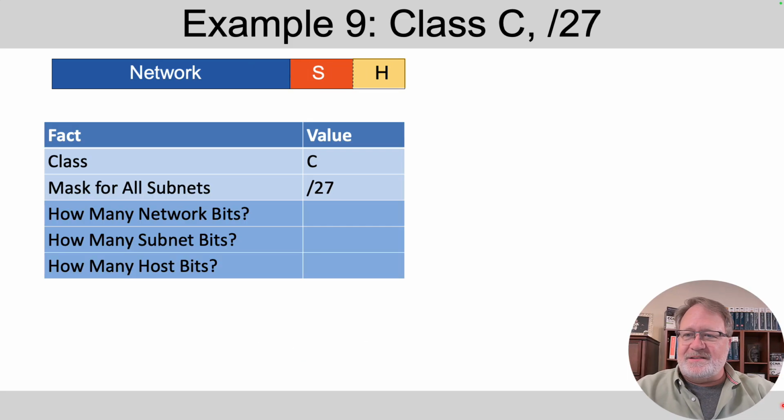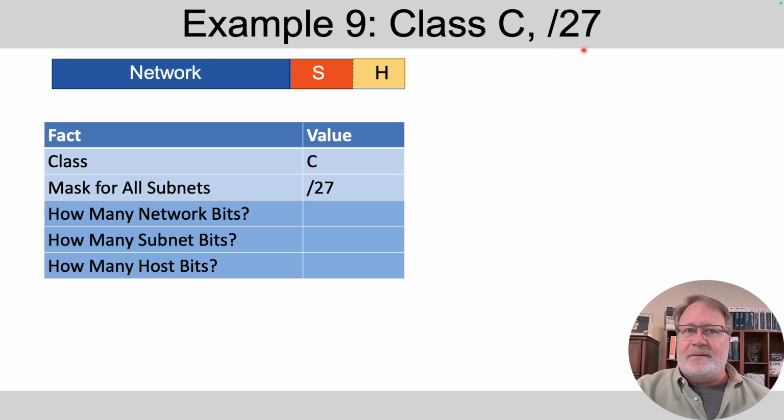For this first Class C example, we've got the Class C network, and the one and only one mask used when subnetting this network is /27. So they're so small, these Class C networks. Would you bother? Well, yes, you might, and you might use a mask like this.